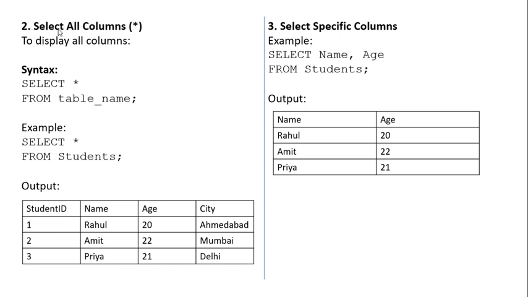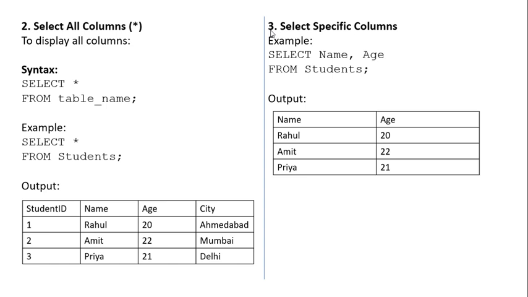Second is select all the columns, using the star to display all the columns. The syntax is SELECT * FROM table name semicolon. And the example is SELECT * FROM student semicolon. So the output shows student id, name, age and city, all the columns and the data.